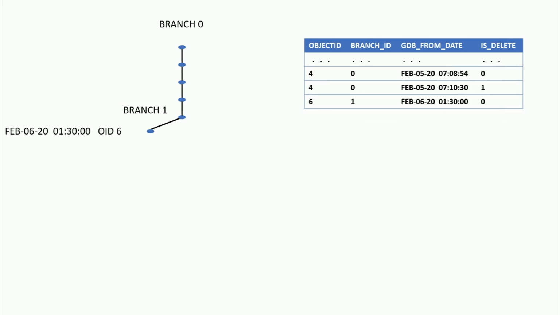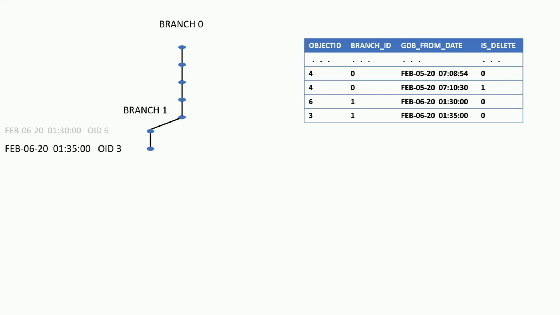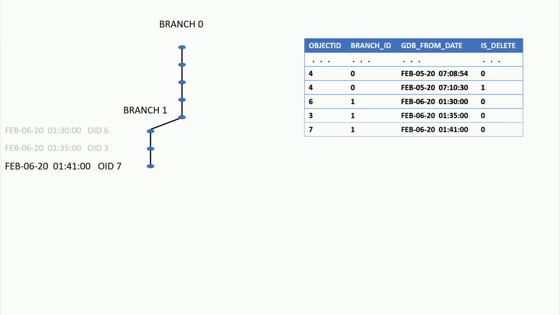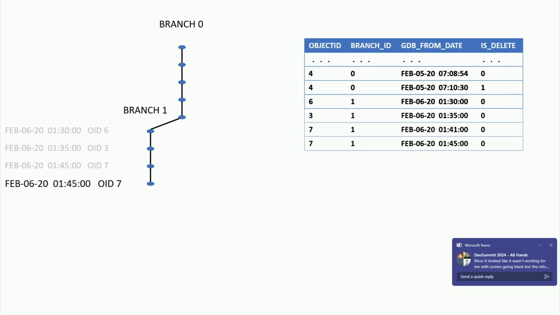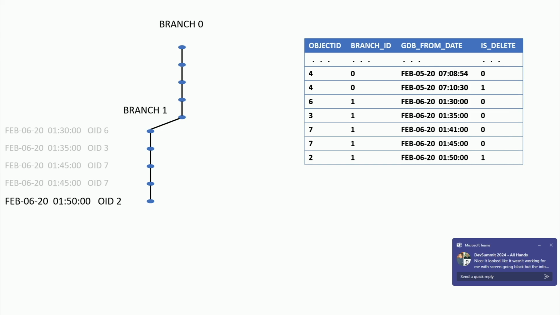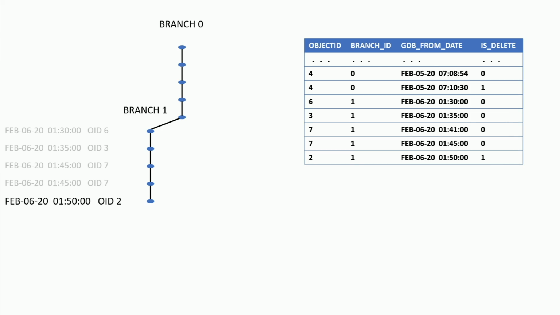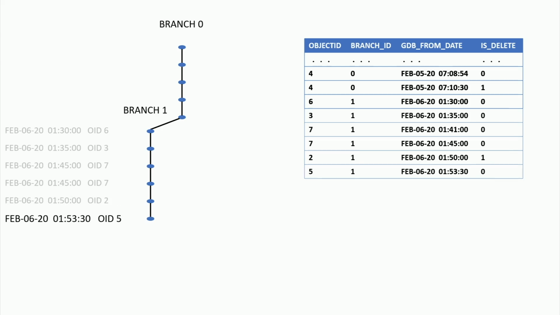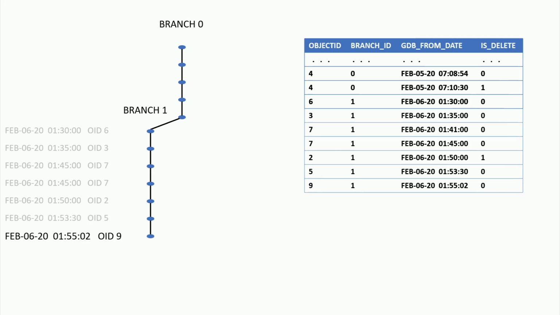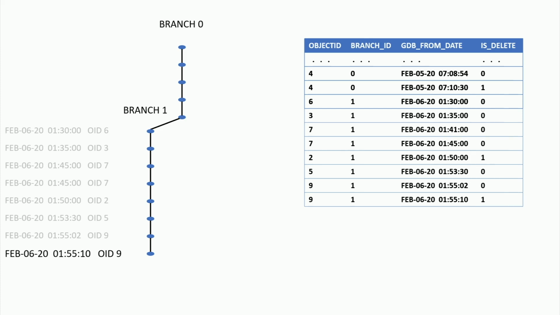Then from there, inside the branch, we're going to be doing some editing. Create feature 6, you see that being added. Update feature 3. Insert feature 7. Update feature 7. Delete feature 2. Update feature 5. Insert feature 9. Delete feature 9. Okay, that's what our database looks like. We ran out of space inside the PowerPoint, so we'll say those are all our edits.